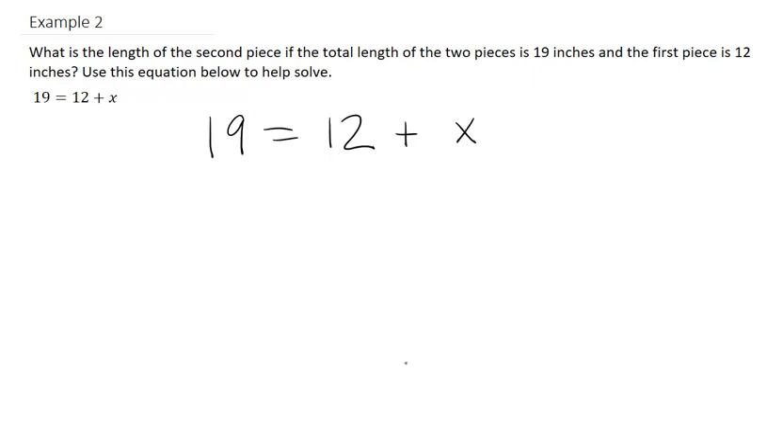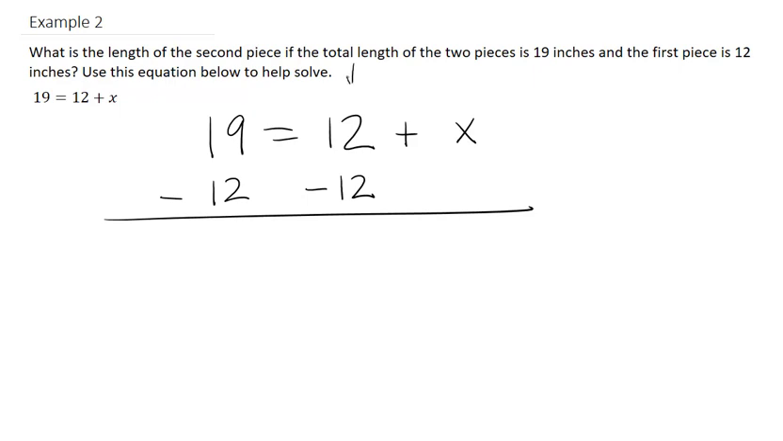So to get x by itself, we're going to go ahead and subtract this 12 on the right-hand side. We'll do it to both sides because this is a positive term, so we do the opposite and we subtract. So on the right-hand side of the equal sign, we have 0 plus x. On the left-hand side, we have 19 minus 12, which is just 7. So x is equal to 7 inches.